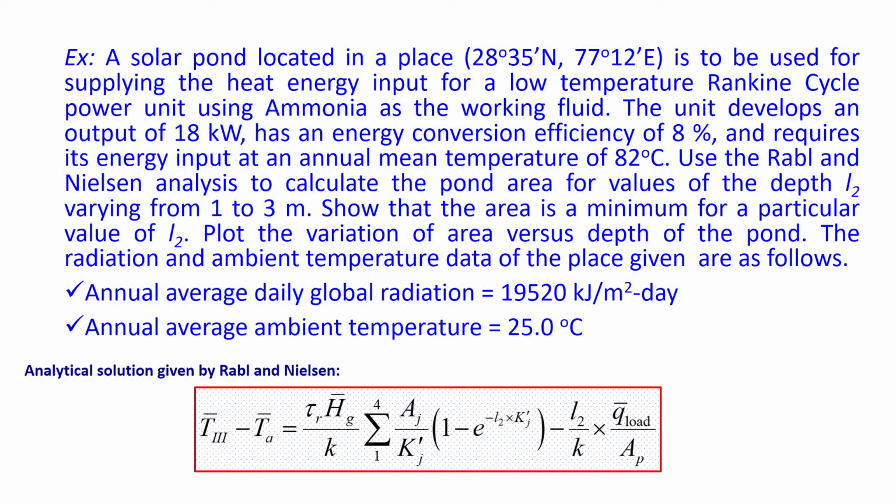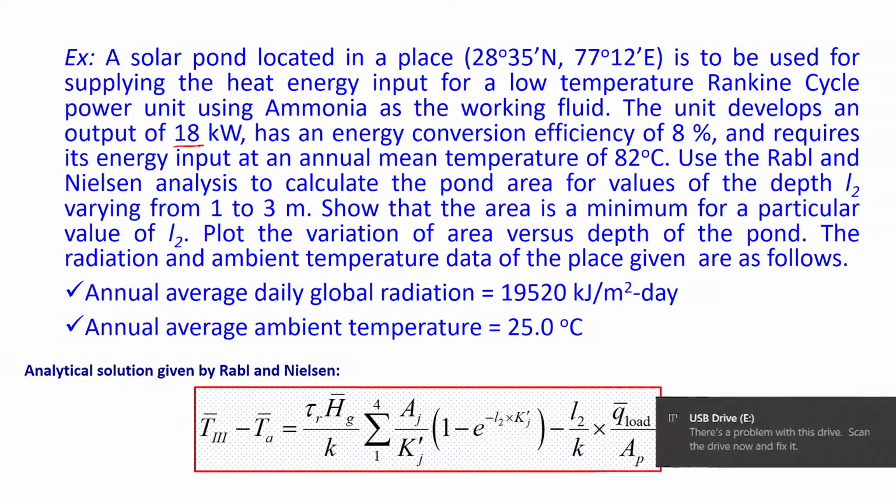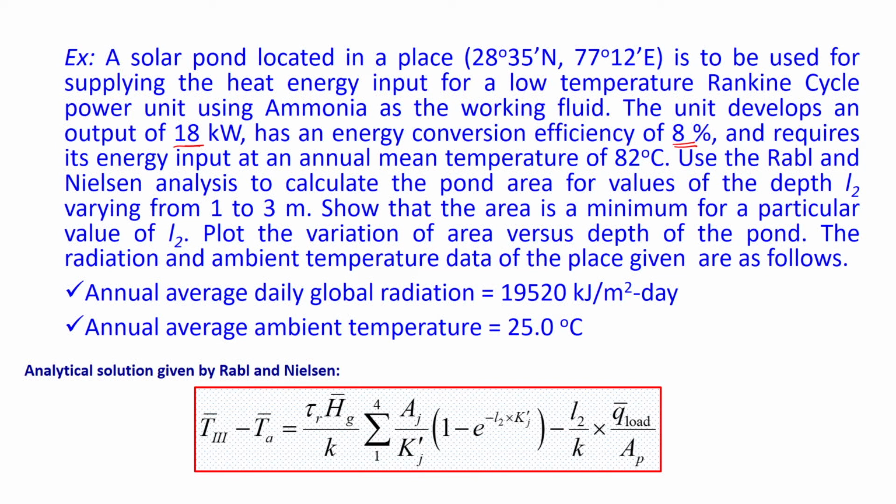The exercise goes something like this: a solar pond located in a place having latitude and longitude of 28 degree 35 minute north and 77 degree 12 minute east is to be used for supplying the heat energy input for a low temperature Rankine cycle power unit using ammonia as the working fluid. The unit develops an output of 18 kilowatt and has an energy conversion efficiency of 8%. So, the Rankine cycle efficiency is given as 8%, and it requires its energy input at an annual mean temperature of 82 degrees C. So, I will draw the pond and designate which location we want 82 at, and what the 8% efficiency is.